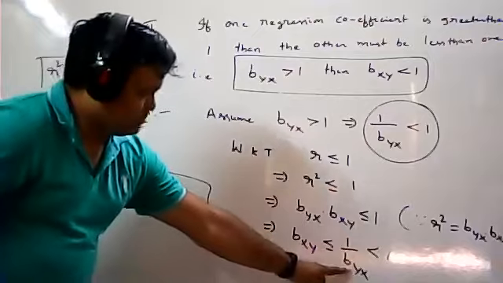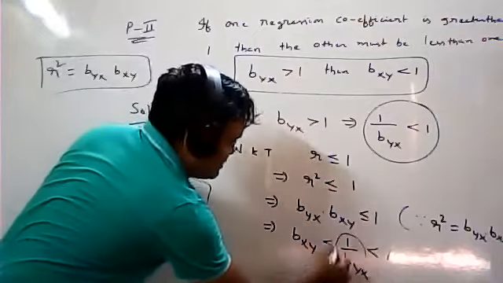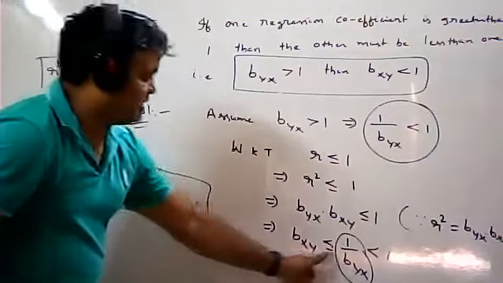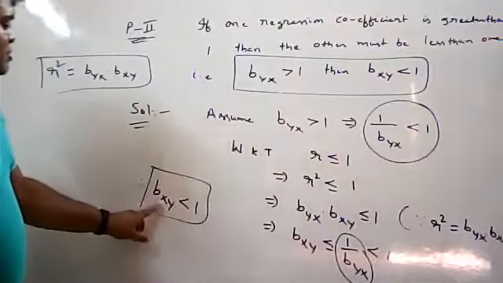bxy is less than or equal to 1 by byx. So what is 1 by byx? 1 by byx should be less than 1. Less than 1 means what is the bxy value? bxy value is less than 1. So what do you have to prove?